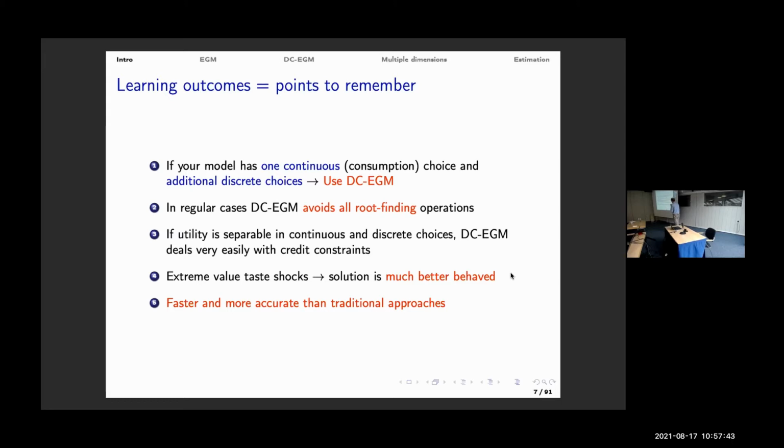Okay, so I'm saying that if the utility is separable in continuous and discrete choices, then DCEGM is also very efficient in dealing with credit constraints, which is useful. Again, as I said, we add extreme value taste shocks to make things smooth and easier to work with. Yeah, you should know it. Okay.